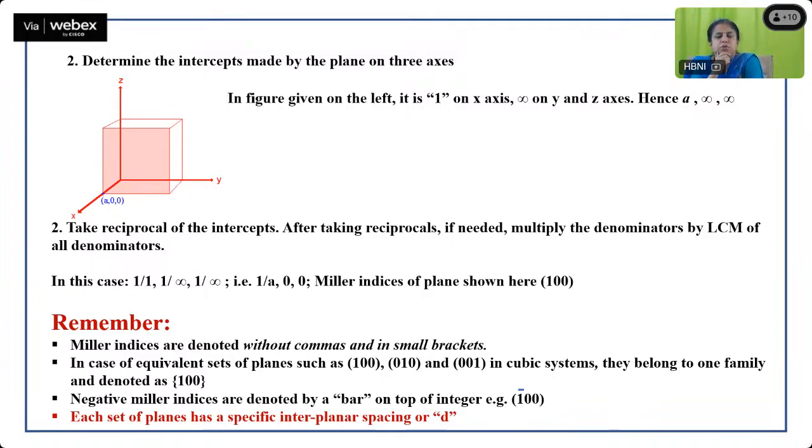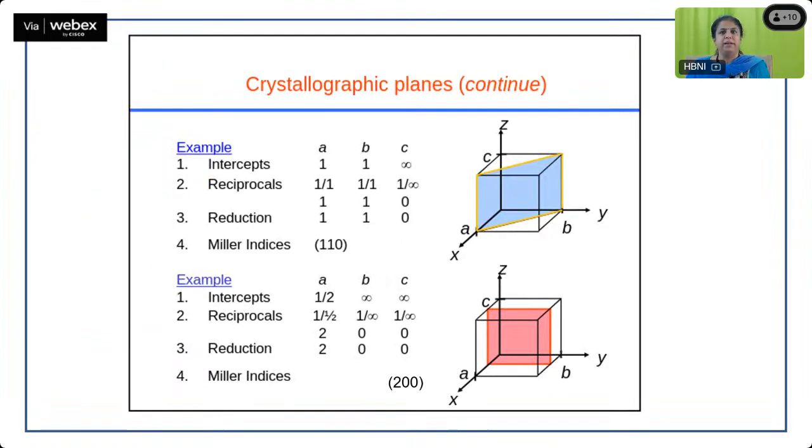Okay, now sometimes you encounter a negative Miller index, that is -100, which is denoted by a bar. So 1 bar 0 0. Now, what is the meaning of negative Miller indices? Nothing, very simple. It's just that if you are considering this as the origin, then you are making an intercept of 1 here. If you're talking of -1, it means you go back on the x-axis, which means now the plane is behind your origin. So it is as simple as that. So you can have negative Miller indices and it has a very simple meaning too. And as I just said, a plane also has a specific interplanar spacing that is denoted by d.